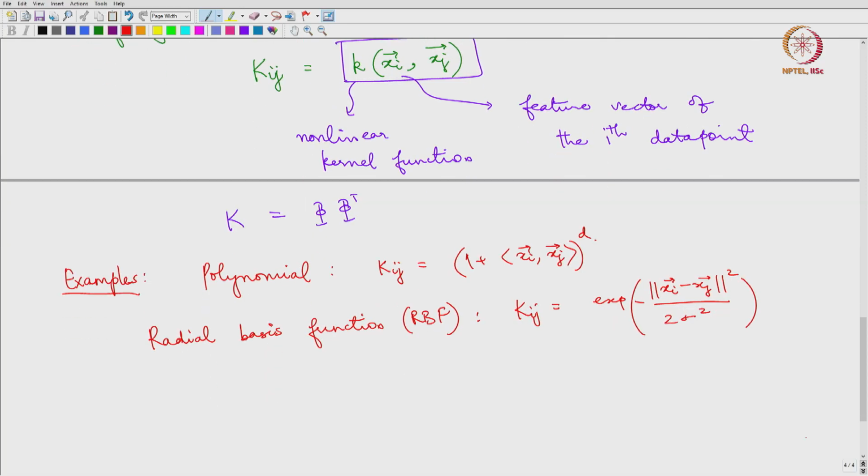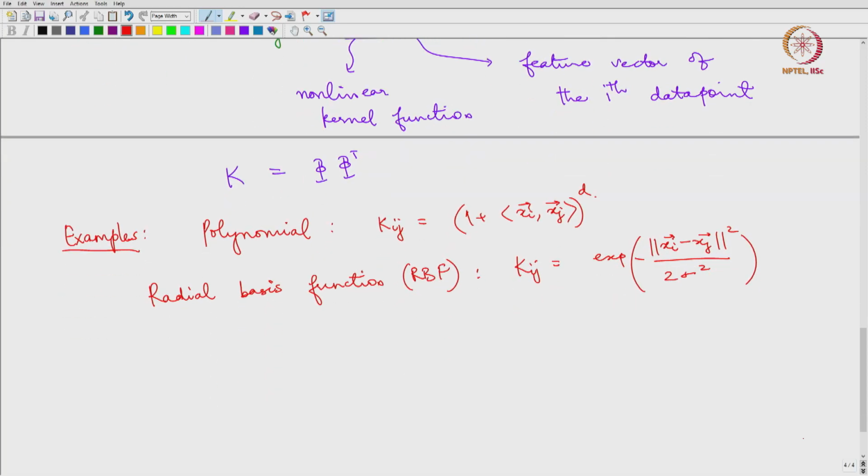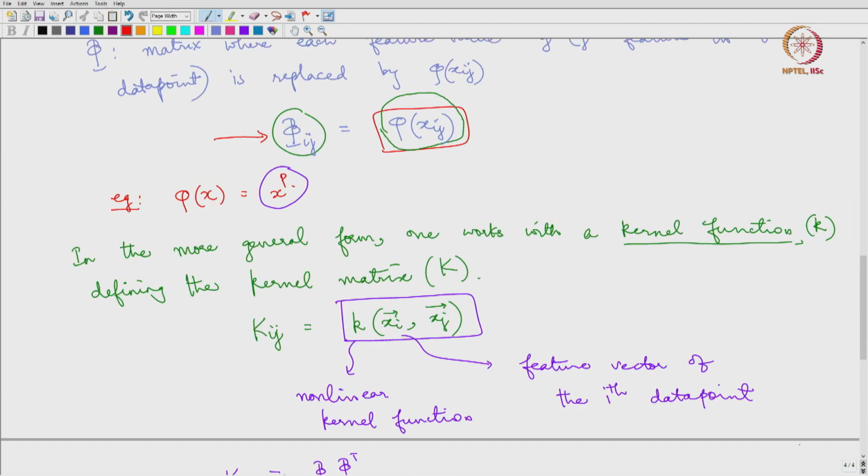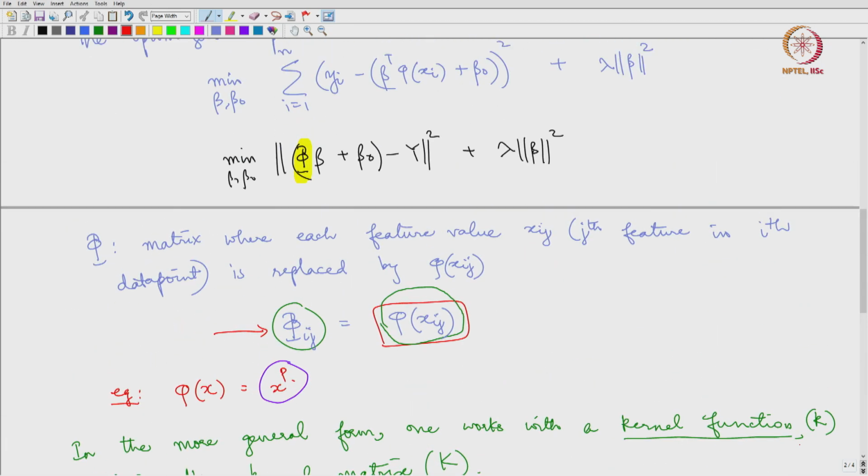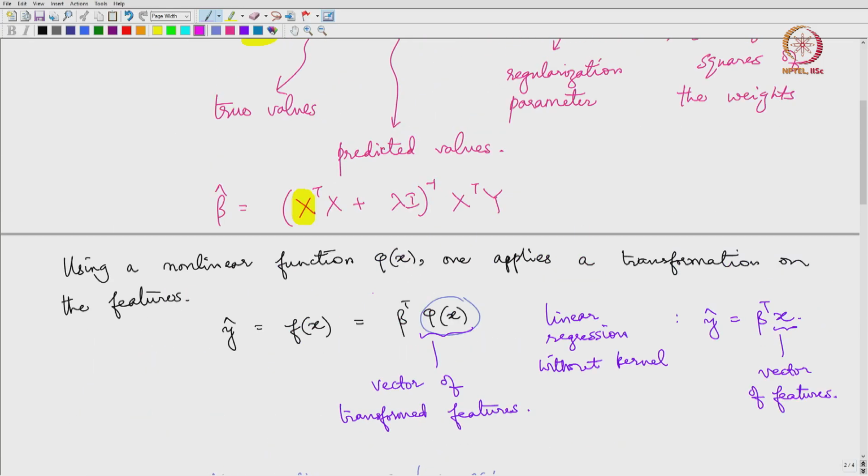So, these are some of the kernels used. Now let us go back to this problem here. This was the problem we had defined. For this problem you can write the analytical solution. Earlier the analytical solution was (X transpose X plus lambda I) inverse X transpose y, and now X is simply being replaced by the phi matrix, capital phi. So, you can easily guess that the solution will be (phi transpose phi plus lambda I) inverse phi transpose y.